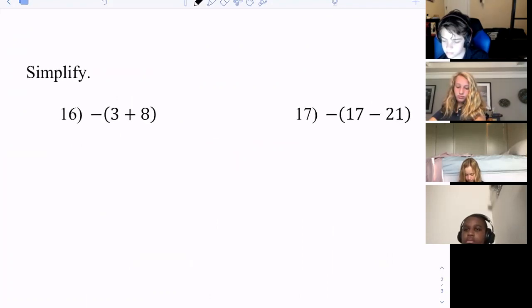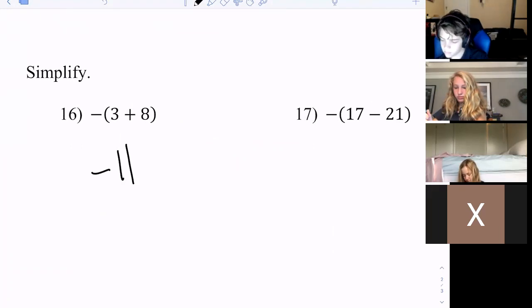So wouldn't it be negative 11? Say it loud and proud. I can't hear you. Negative 11? Yes, thank you very much. 16 is negative 11. If you're not sure, now's the time to speak up. Yes. 3 plus 8 is what? Come on, guys. Come on, come on, come on.